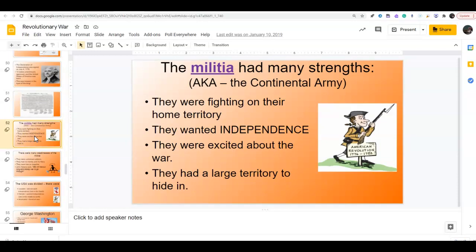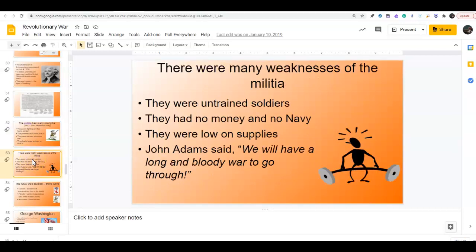Militia had some good, they had some bad. We were fighting on our home court. Obviously, that's home field advantage, makes it a little bit easier to do guerrilla warfare. However, they were untrained soldiers. They didn't have experience. Obviously, we didn't have enough money to pay them. Some troops wanted to be paid or they were going to desert. We didn't have a navy.